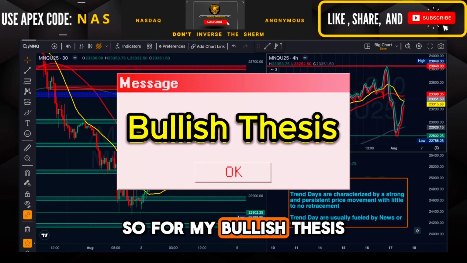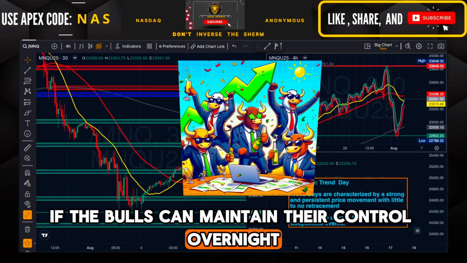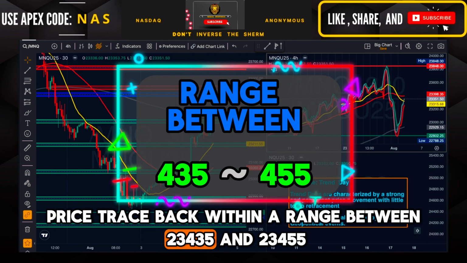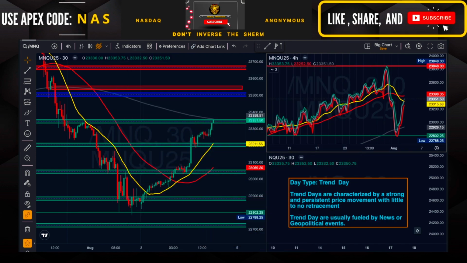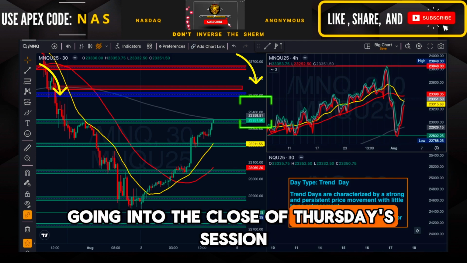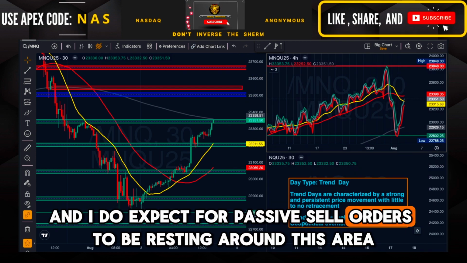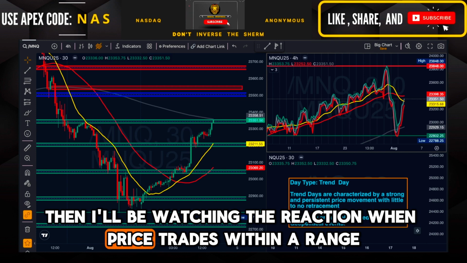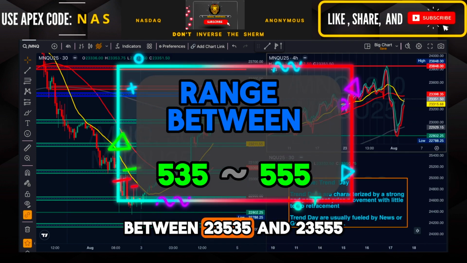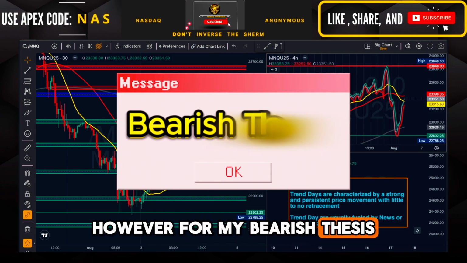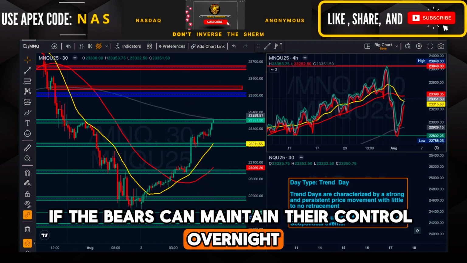So, for my bullish thesis, if the bulls can maintain their control overnight, then I'll be watching the reaction when price trades back within a range between 435 and 455. Because this is the range where the bears broke structure to the downside going into the close of Thursday's session. And I do expect passive sell orders to be resting around this area to sell the retest. But if they fail to regain control, then I'll be watching the reaction when price trades within a range between 535 and 555.